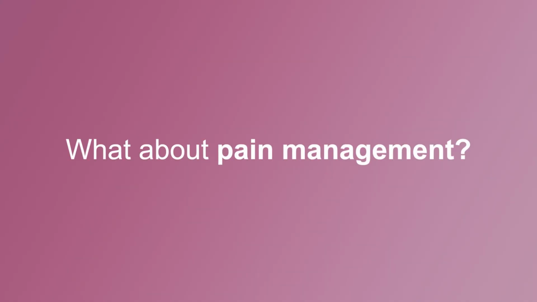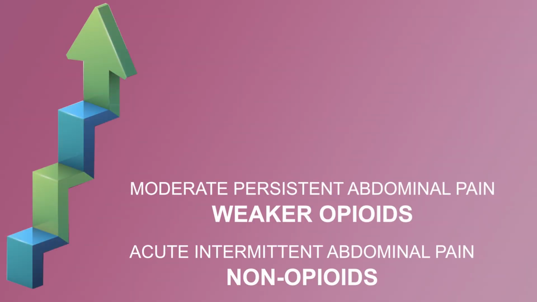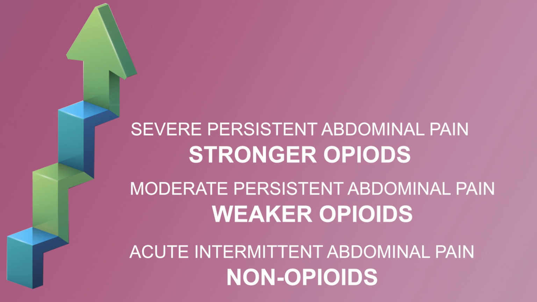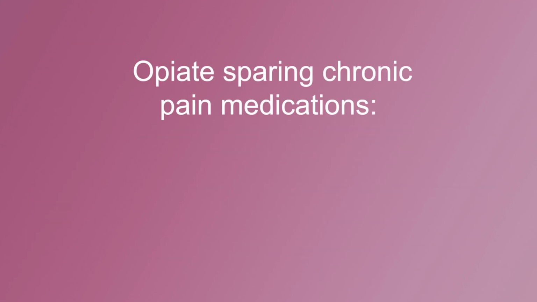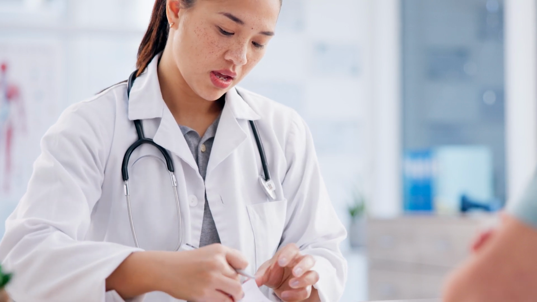What about pain management? It is a stepwise approach. So we follow a ladder where we start with opiate-sparing medications and reserve opiates for the severe pain cases. And some of the opiate-sparing chronic pain medications are neuropathic medications like amitriptyline, gabapentin. And usually those are in partnership with a pain specialist prescribing the medications.